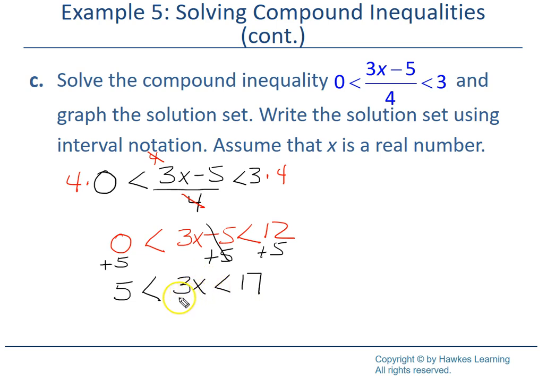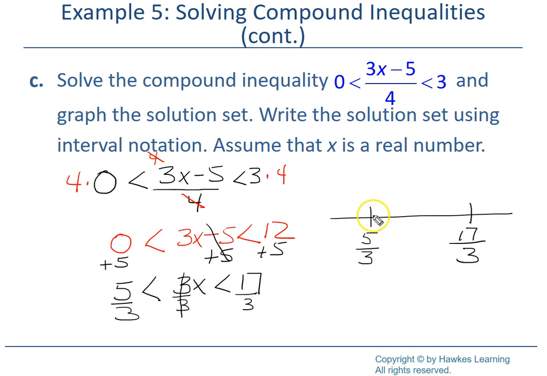And I think you know what's going to happen. To get the x by itself, I'm going to divide everything by 3. And since it's a positive 3, I don't have to worry about changing any inequality signs. So on a number line, to graph that, that will be 5/3. This is going to be 17/3. We're going to fill in this part. And the signs I'm going to use on the number line are parentheses. And interval notation would be parentheses, 5/3, comma, 17/3, parenthesis.